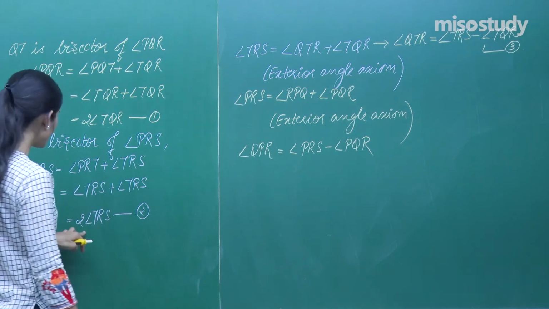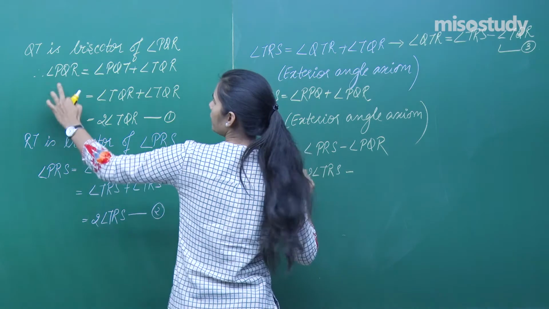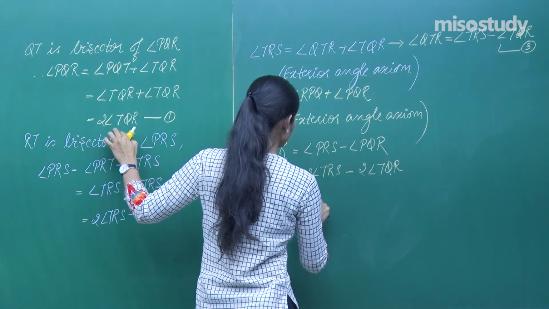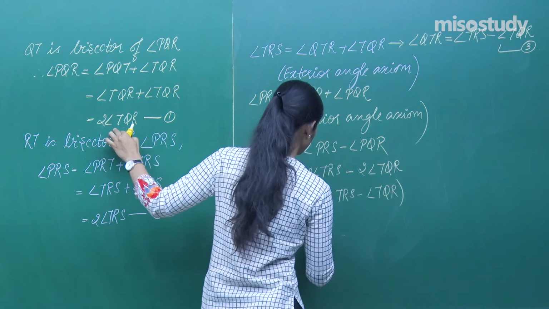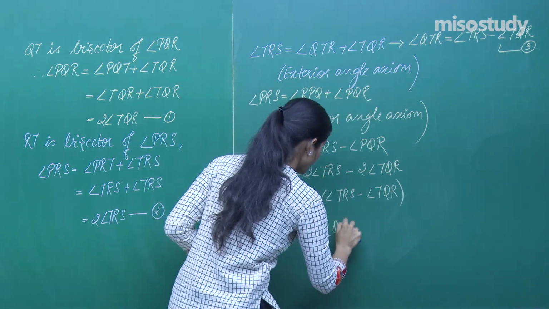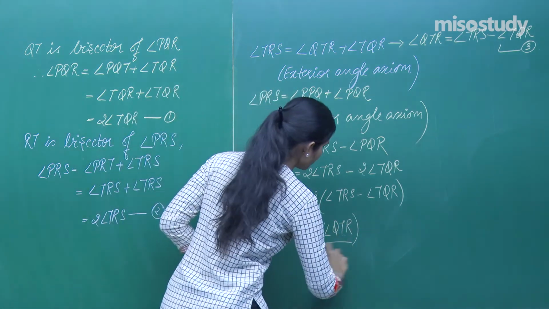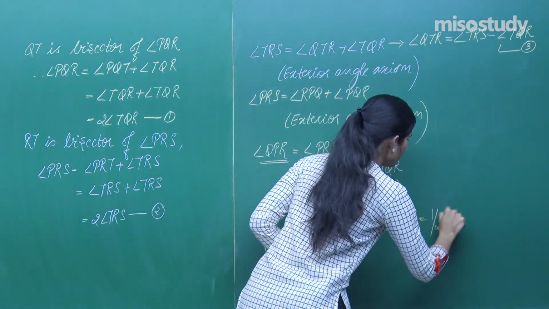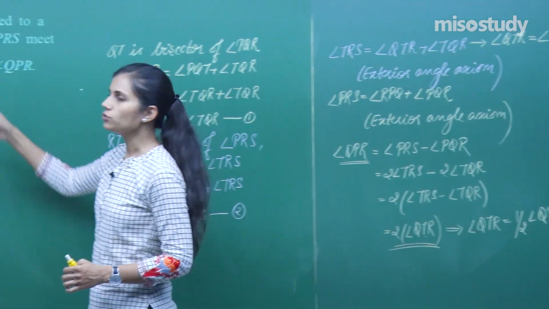Angle PRS is twice of angle TRS, and PQR is twice of angle TQR. So this is equal to twice common angle TRS minus angle TQR. Angle TRS minus TQR is QTR. And so you have angle QPR is twice of angle QTR, which implies angle QTR is half of angle QPR. And that is what you wanted to show.